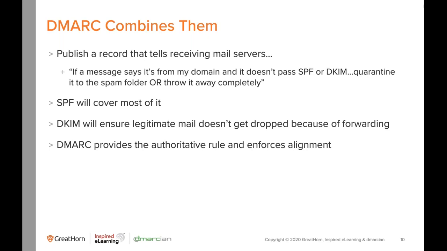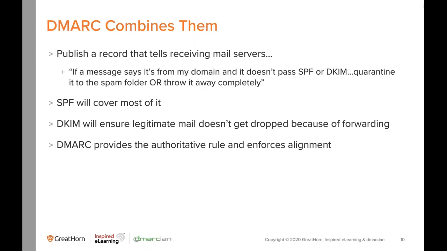DMARC also adds another layer though called alignment. So we talked about DKIM and the public-private key signing of a domain. There's nothing that stops you from signing an email from example.org from some other completely random domain and including the DKIM signature. And that would actually technically pass DKIM even though the domains didn't match up. It's not good enough to pass DKIM for DMARC though, because the domains have to be in alignment.